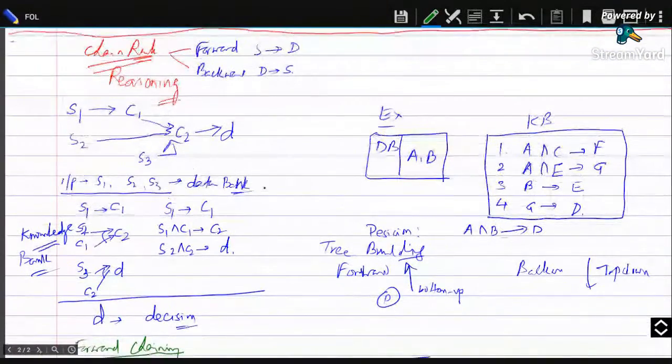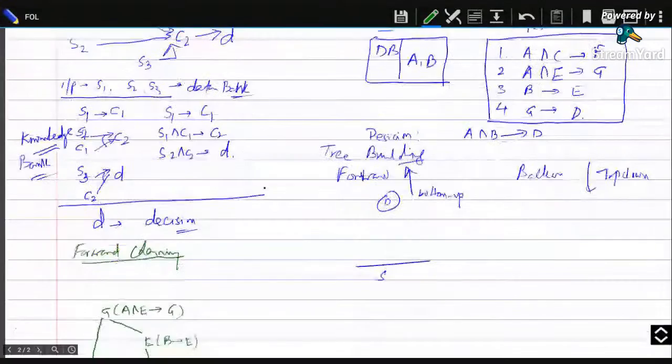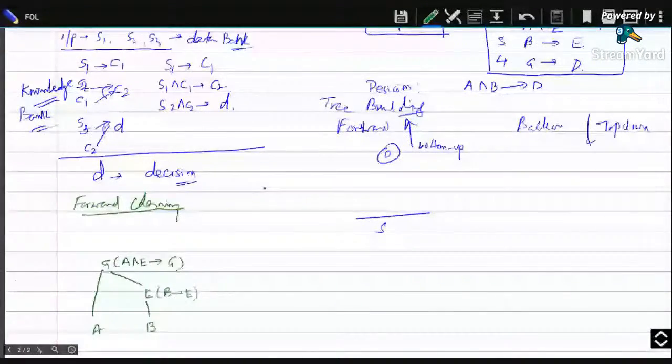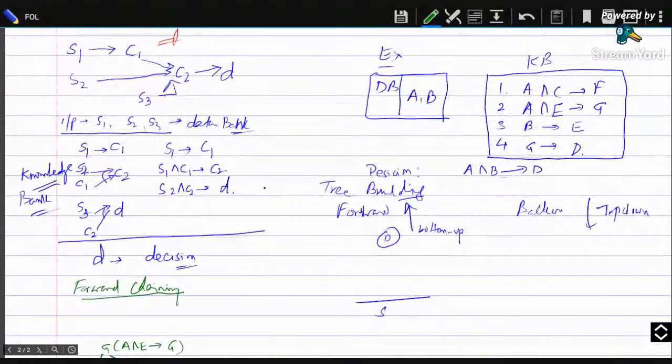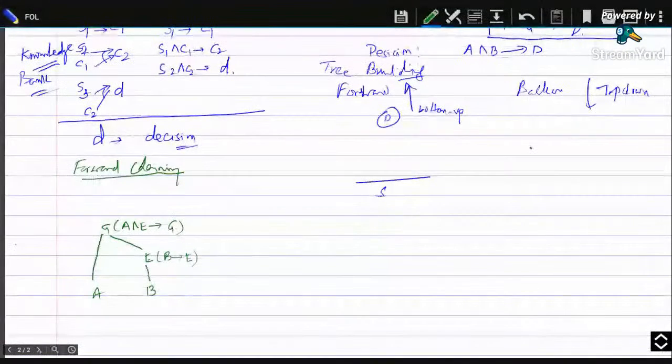Now, what is required? You want to prove that D is true. And where is D? Oh, D is in the fourth expression. Luckily it is on the right hand side, which we want to conclude. On the left hand side, it is G. Do we have G? Yes, of course, we have G. Therefore, I can say that D is true. If G is true, D is true.